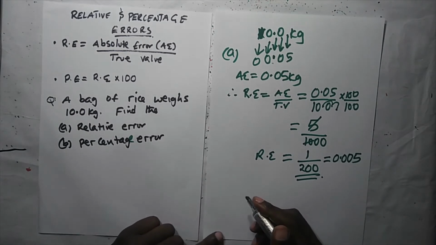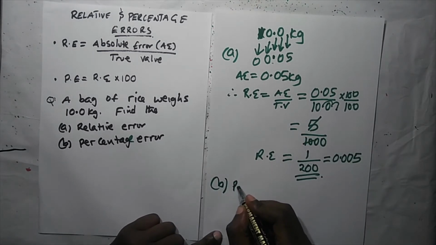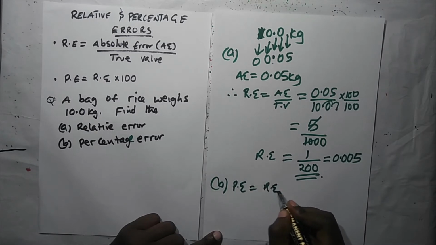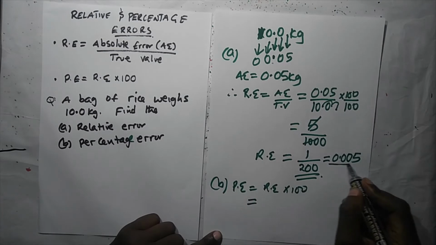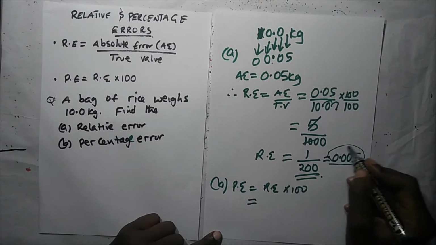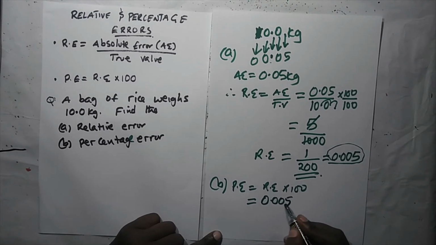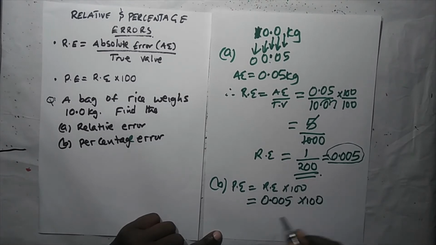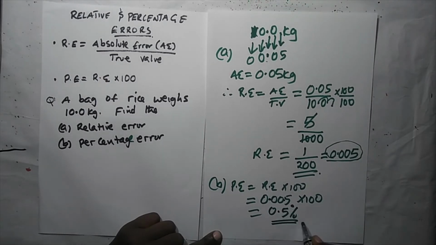And then the next question says find the percentage error. The percentage error is given by relative error times 100. Our relative error as a decimal is 0.005, so we have 0.005 times 100. When you multiply by 100, the decimal point moves 2 steps to the right, so you are going to have 0.5%. And this is our percentage error.